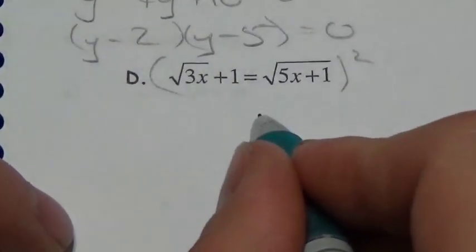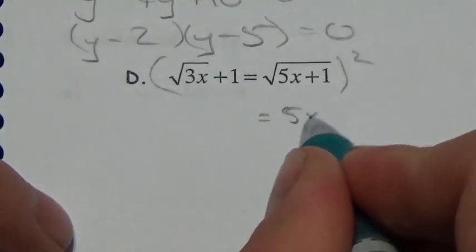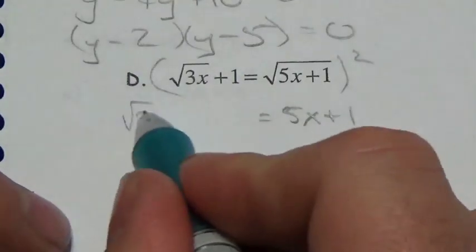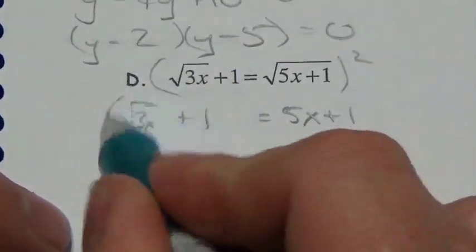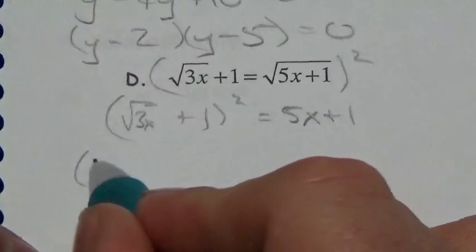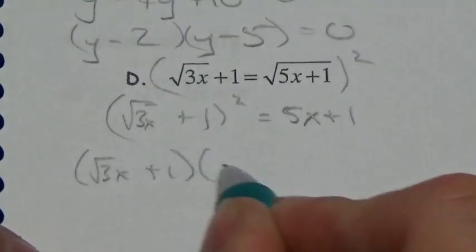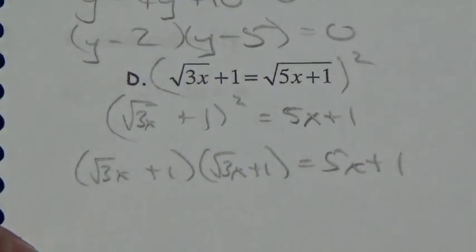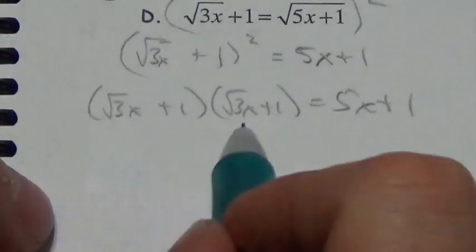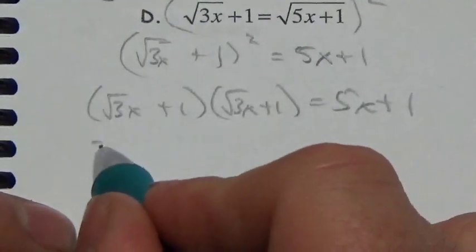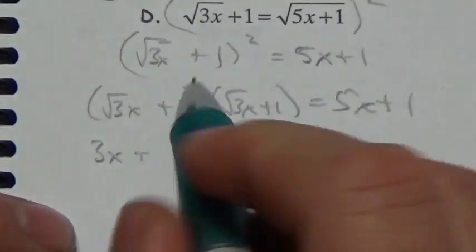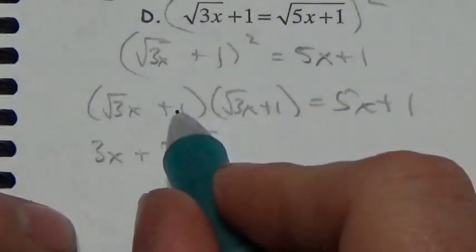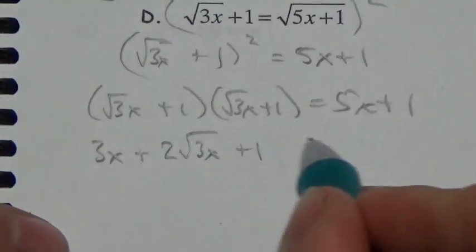So we're going to square both sides. On the right hand side, because it's just the one term, when I square it I'm going to get 5x plus 1. On the left hand side, when I square that, I need to make sure that I write this out as if it's a binomial being squared. Then I need to FOIL this out. Root 3x times root 3x is 3x. When I multiply this out twice, I'm going to get 2 root 3x terms, and then 1 times 1 is going to give me 1.